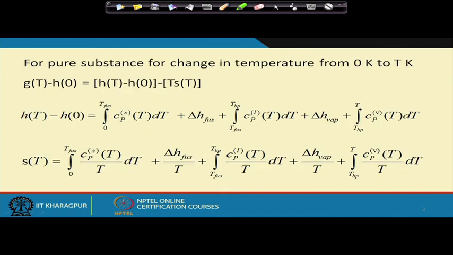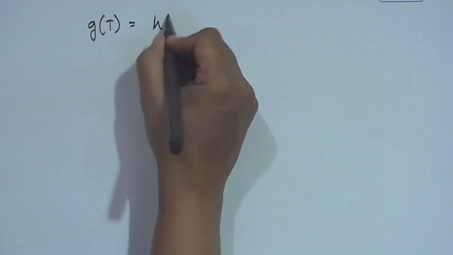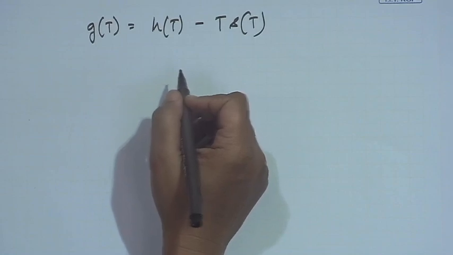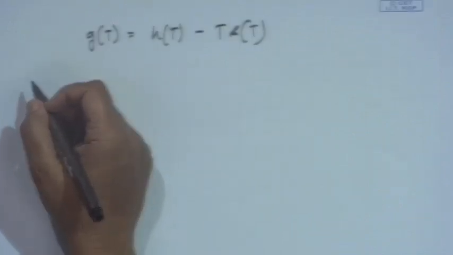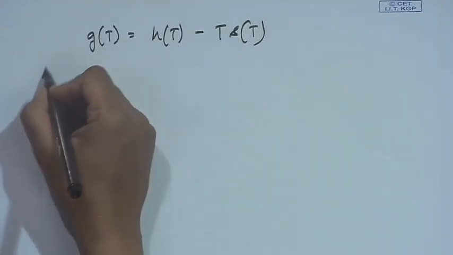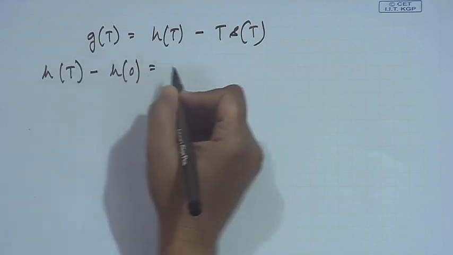Now, suppose we would like to find, for a pure substance, how Gibbs free energy changes as the substance is heated from say 0 Kelvin to some very high temperature T Kelvin. Here also we use the same equation. We find that G as a function of T is H as a function of T minus TS. Now suppose we start from a very low temperature, say 0 Kelvin, where the substance remains solid. So if we try to evaluate H T minus H 0, what do we find?